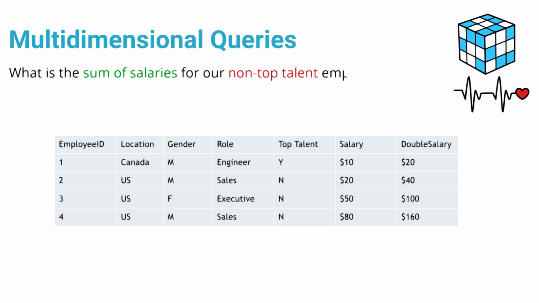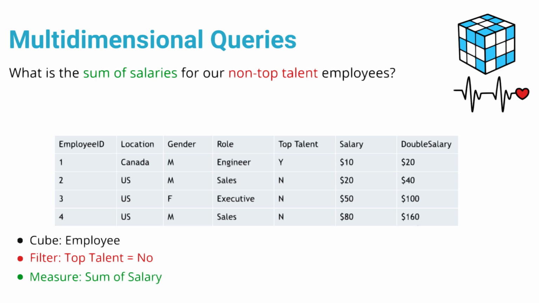Consider the query, what is the sum of salaries for our non-top talent employees? The cube is employees, the filter is top talent equals no, and the measure is sum of salary. We first gather records represented by top talent equals no. Then we evaluate the measure on these records, summing the salaries. We did it! We answered our multidimensional question. Now let's add some complexity.